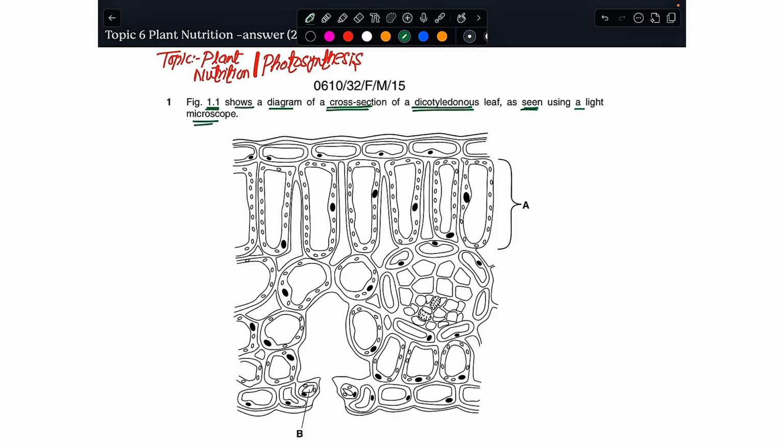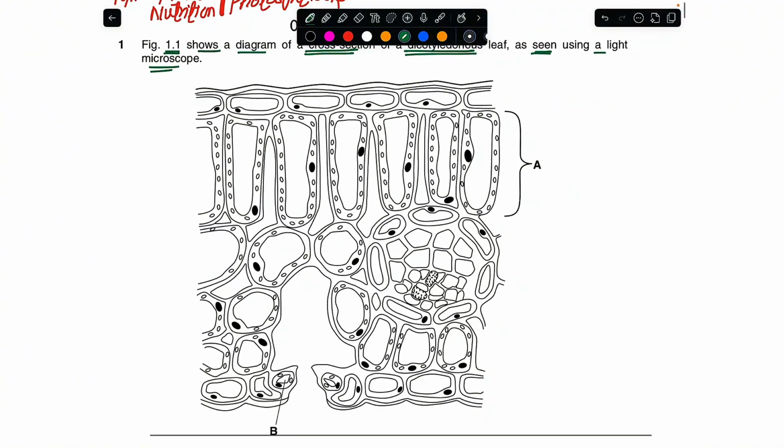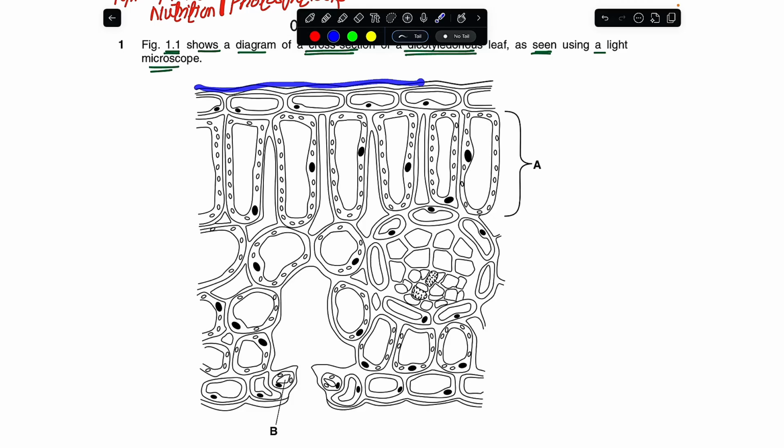They took a cross section from a dicotyledonous leaf, and now they are showing you what they actually came across in the microscope. If you see clearly, at the top here we have the cuticle. Immediately below the cuticle we have the cells of the upper epidermis. Then here we have the palisade mesophyll cells, each individual cell is a palisade mesophyll cell. Then here we have the spongy mesophyll cells. Here we have the air spaces.